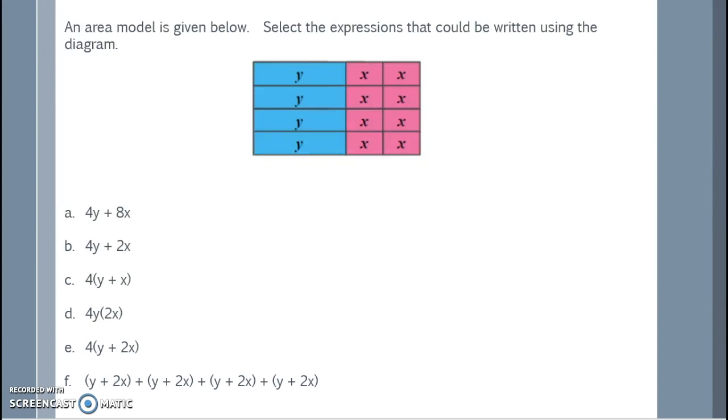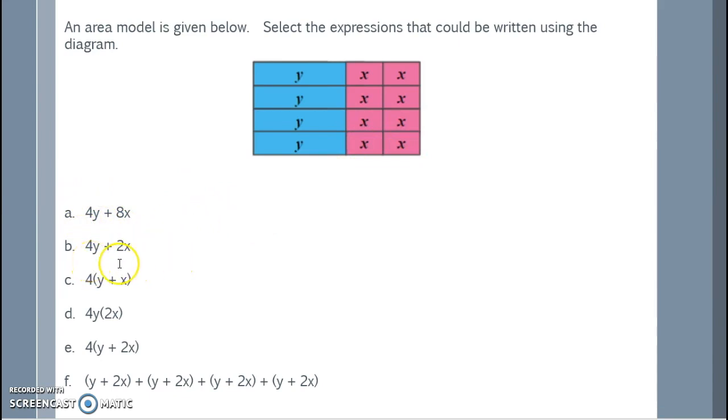An area model is given below. Select the expressions that could be written using the diagram. So I see I have 1, 2, 3, 4 y's and 1, 2, 3, 4, 5, 6, 7, 8 x's. So 4 y's plus 8x would be appropriate.